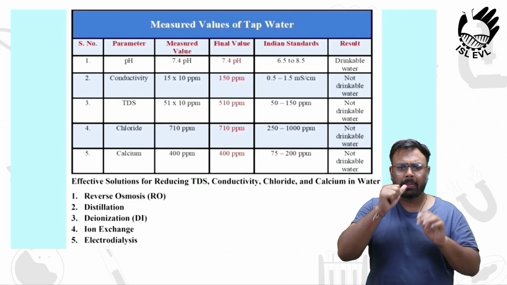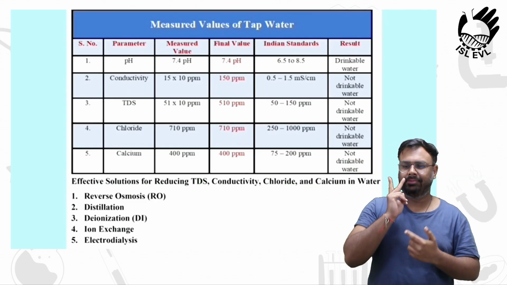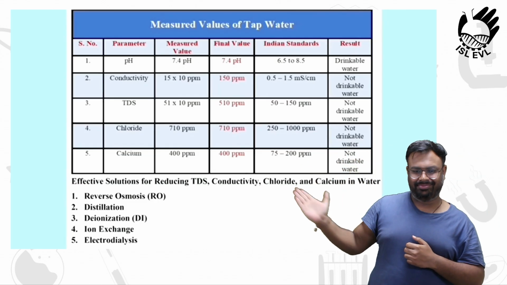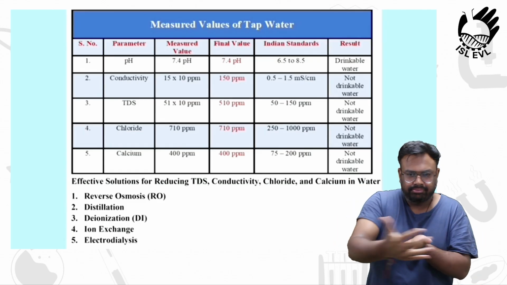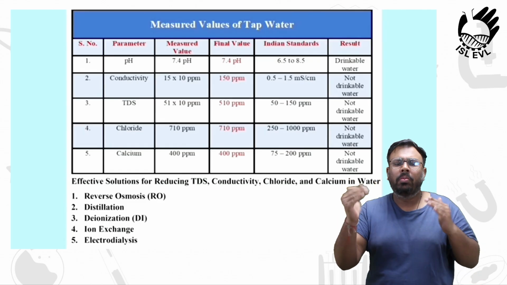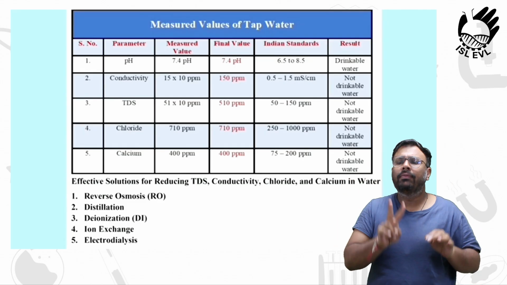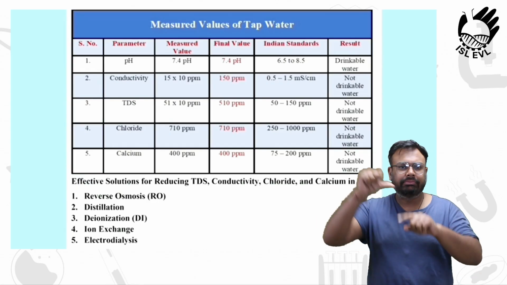The obtained value indicates that the water is of poor drinking quality. These are the final results of our experiment. Here we have compared with the standard values. Other than pH, all the values show the water is not drinkable.